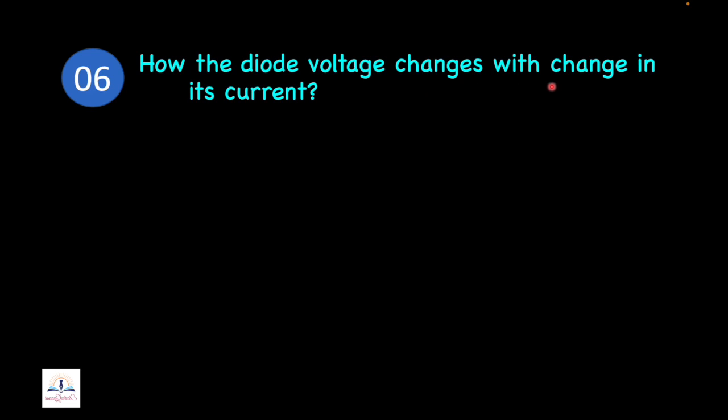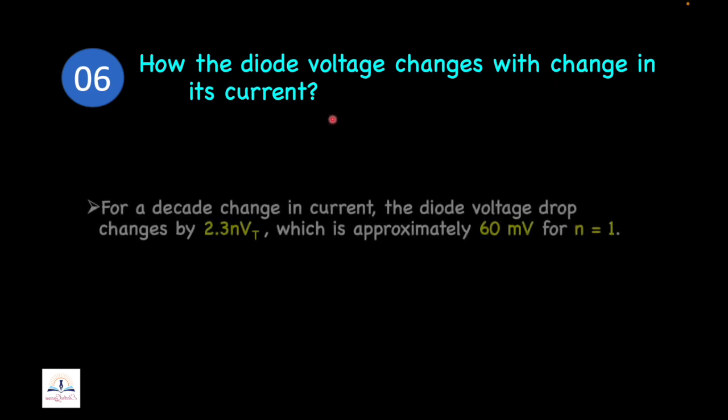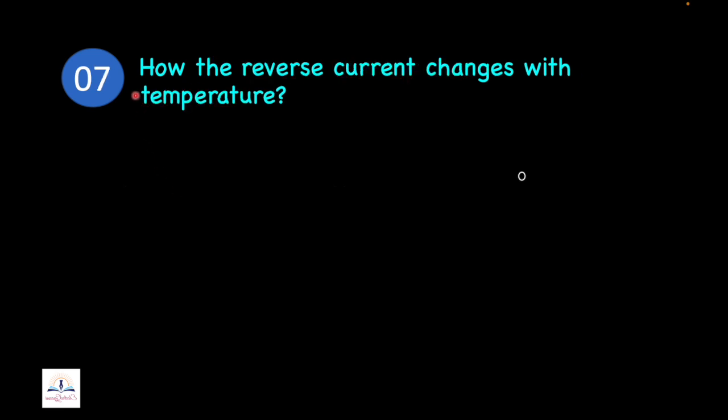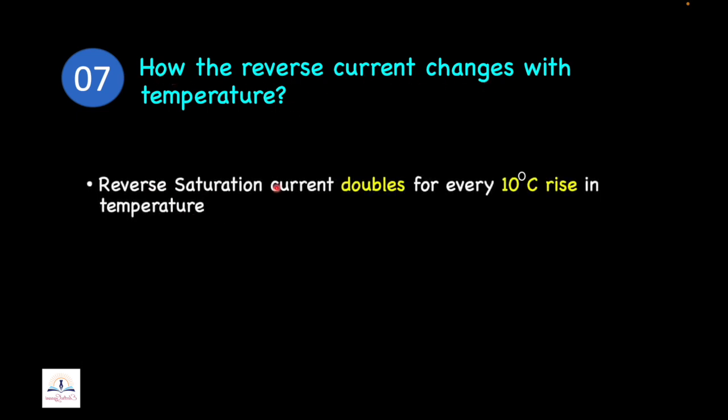How does the diode voltage change with change in its current? For a decade change in current, the diode voltage drop changes by 2.3 nVt. Vt is the thermal voltage equivalent and it is approximately 26 millivolts. So if we take n equal to 1, then this value 2.3 nVt is approximately 60 millivolts. Now the seventh one is how the reverse current changes with temperature. The reverse saturation current IS doubles for every 10 degree centigrade rise in temperature.